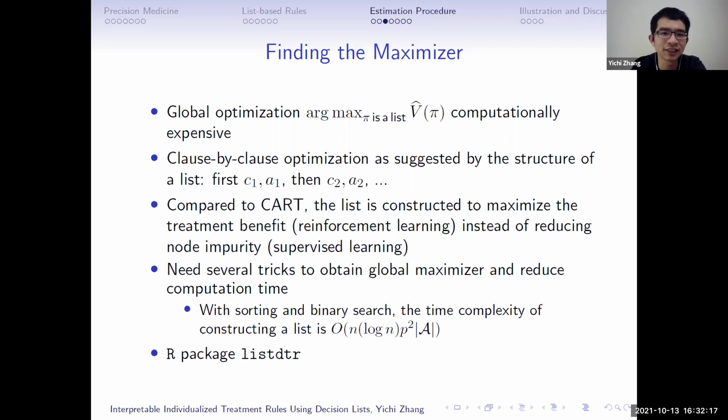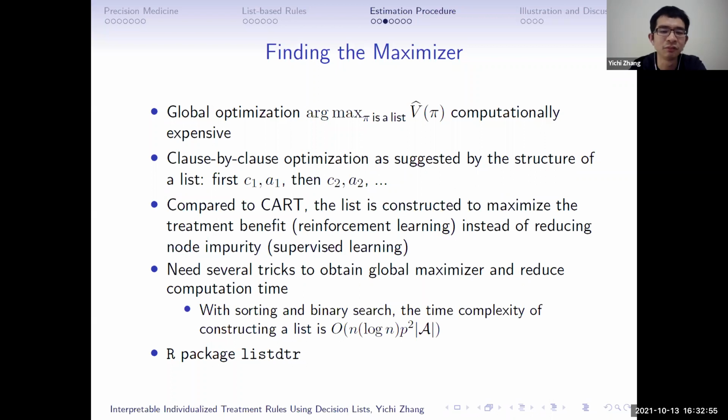A major difference is that in classification and regression trees, we have the labels, we have the response. So we basically want to reduce the node impurity. This is often known as supervised learning in the machine learning literature. On the other hand, I also remember that in the first talk in this series, the speaker introduced the concept of reinforcement learning, and finding the optimal rule is an example of reinforcement learning.